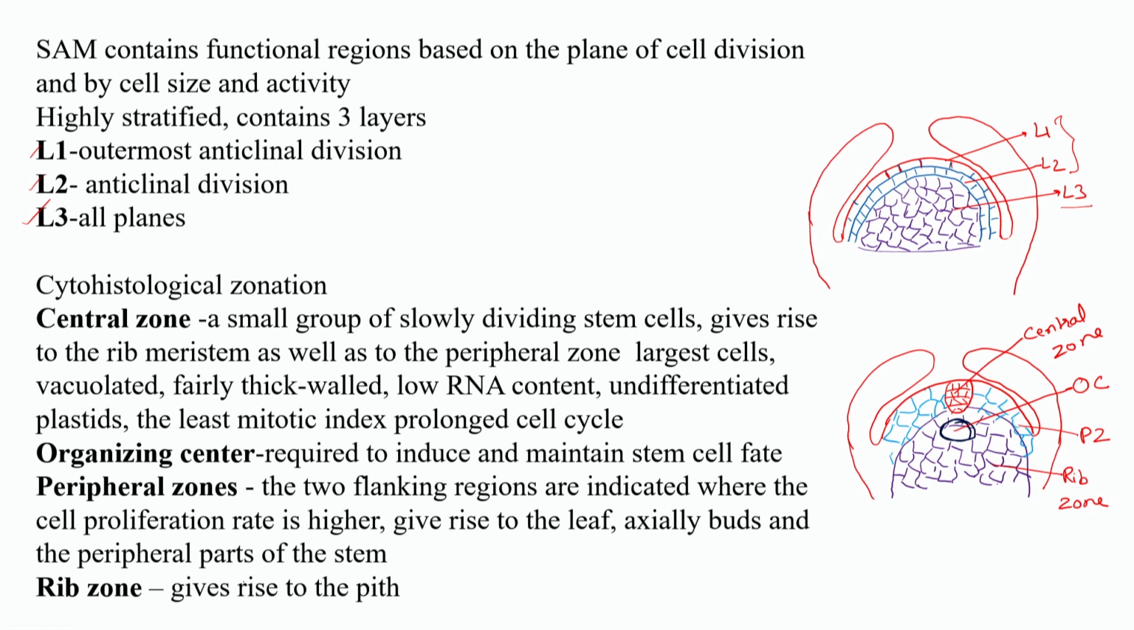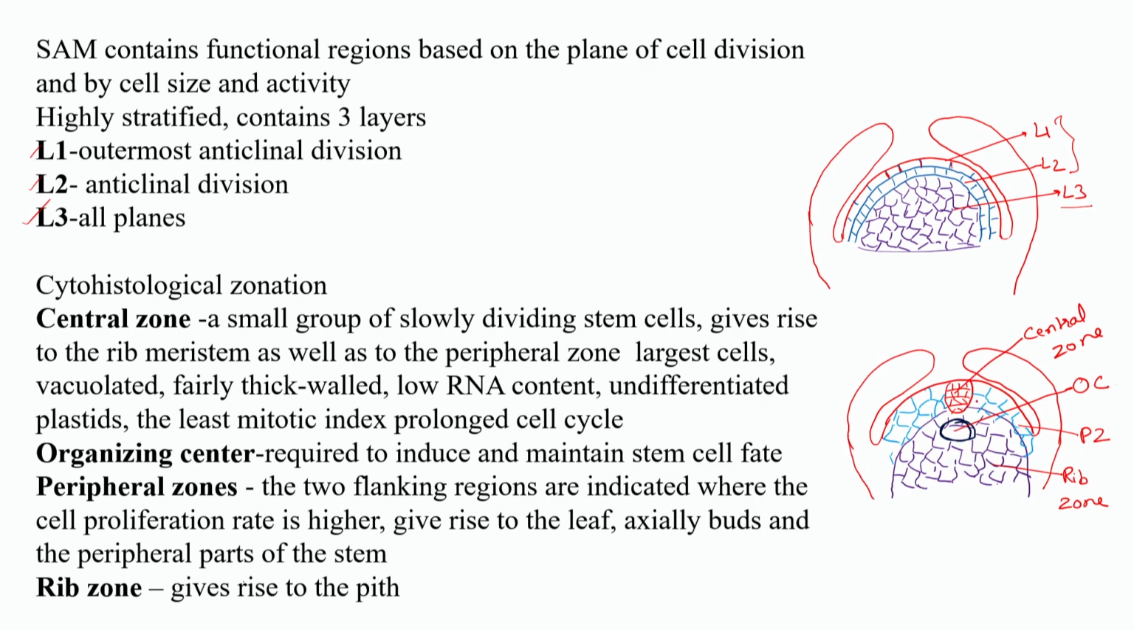Now central zone, as you can see here, is a zone of dividing cells, and it is present in the top position, and a small area is occupied by the central zone. In this zone a small group of cells are present which are not as actively dividing as compared to other zones of this layer. Then you have an organizing center and the peripheral zones. On the peripheral side, these are also known as flank zone, and the rib zone in the center, which occupies the central position, and it gives rise to different parts of the plant.